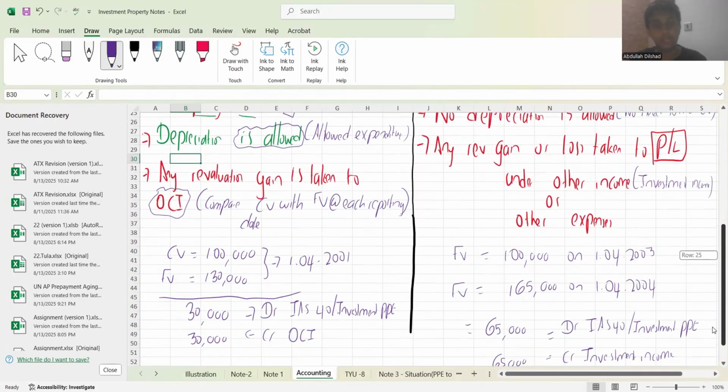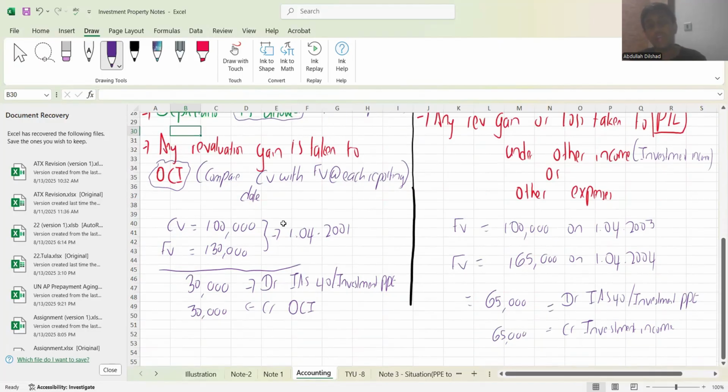I have brought in an example. Look at this. Your carrying value on 1st April 2001 was 100,000. Your fair value is 130,000, right? So there's an increase of 30,000. Where do you need to put it? You'll credit other comprehensive income. Why? Because it's an equity account, right? Where will you debit? You will be debiting your investment PPE, right? You will not be debiting under IAS 16 property, plant and equipment. You will be debiting separately. You will be separately showing it under IAS 40 investment property, plant and equipment.